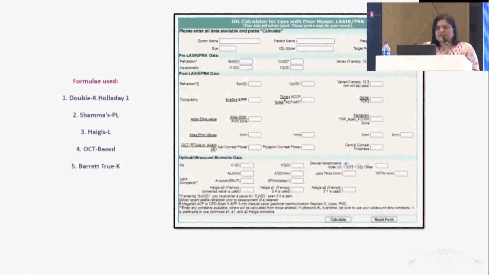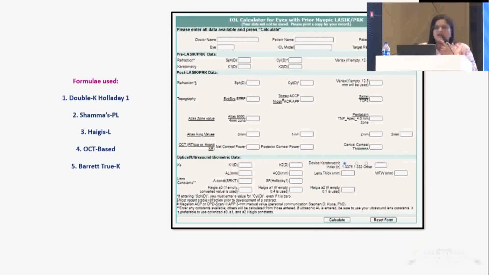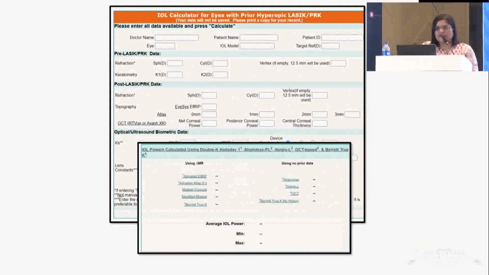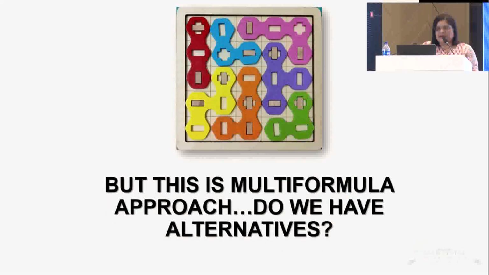So these are the EKR values that we have entered in the central Atlas ring values, and all the other formulas which have been used are entered over here. This is the hyperopic LASIK PRK formula. But you can see that these calculators are having a multi-formula approach.